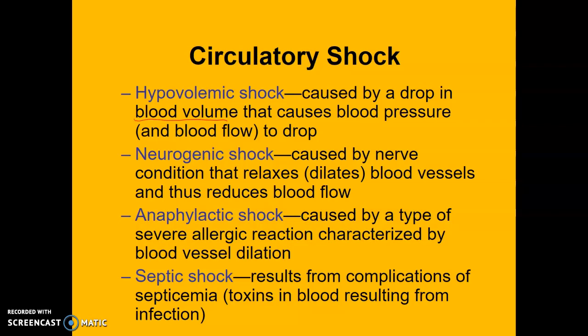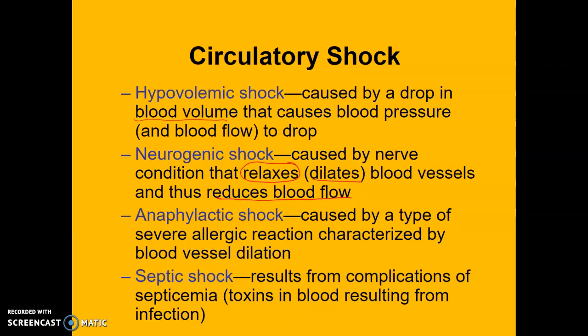Neurogenic shock happens when you have a dilation of blood vessels. The dilation, remember, dilation is opening up. It reduces blood flow, and it happens because reflexes in nerve conduction are not being regulated properly. Neurogenic shock can happen for a lot of reasons. We don't need to go into that right now.